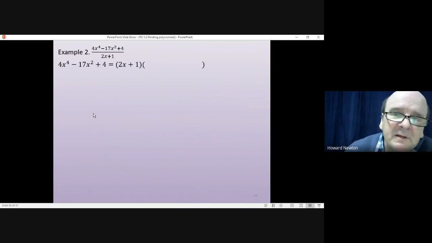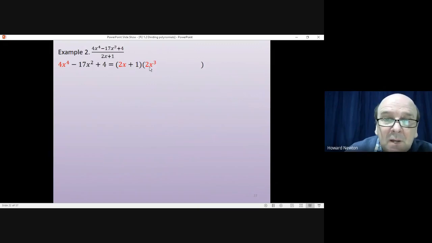Okay, let's have a look at this. So we start with the highest power. The highest power in this question is the x to the 4s. So we want 4x to the 4. 2x times by what would give me 4x to the 4? Well, 2x times by 2x cubed. That would give me 4x to the 4, which is what I want. So that's the x to the 4 sorted. I don't need to do any more work with them at all.